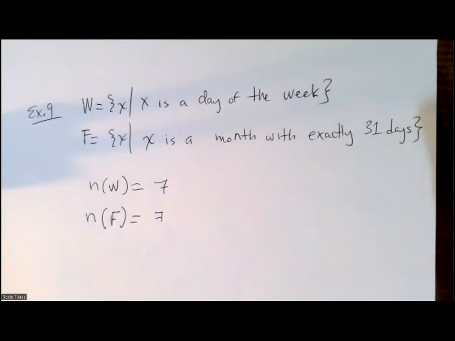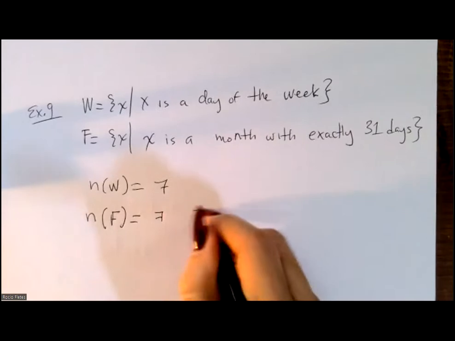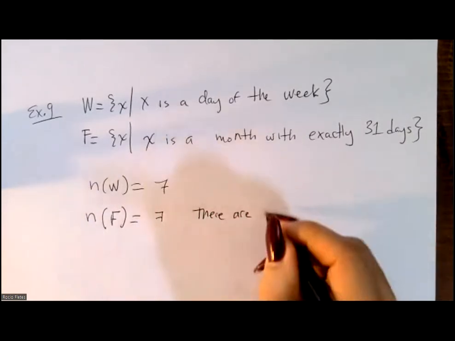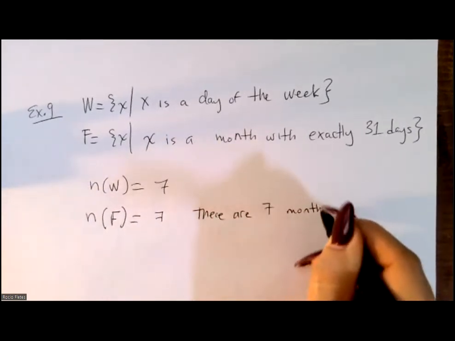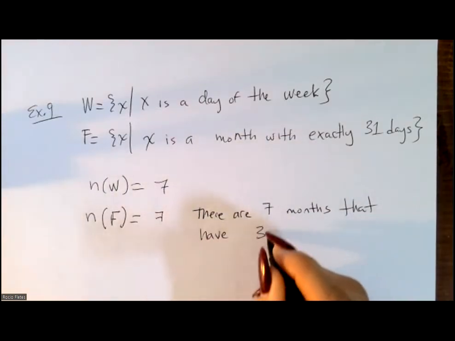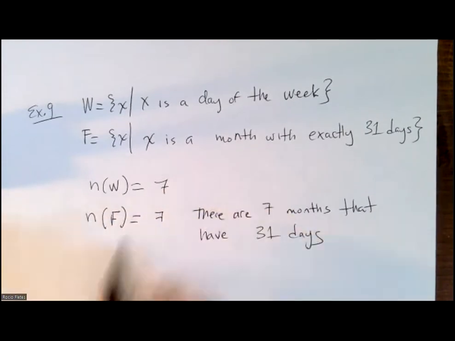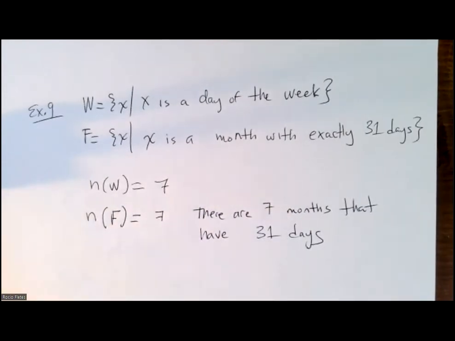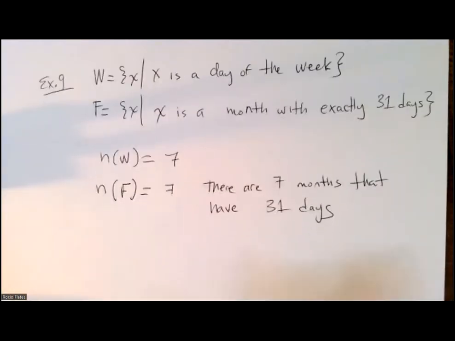Okay, let me just make a note here. Now we don't have to list the months, but just know that there are 7 months that have 31 days. So that means that the cardinalities are the same. Now, are they equal? No, because they have different elements. And for 2 sets to be equal, they must have the same elements, right? They must have the same elements. So I know that the sets are not equal.